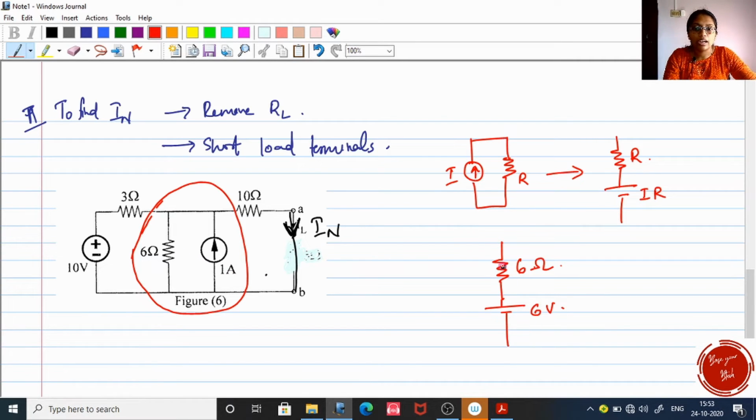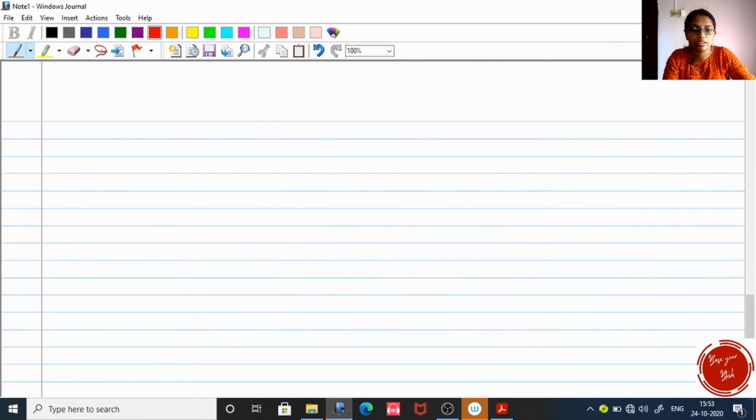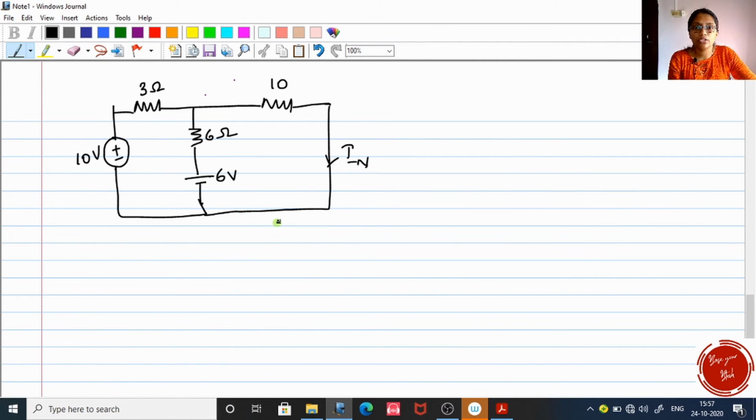Okay. Now I have to replace this combination over to here. So let me redraw the circuit. So this is the circuit and you need to get the value for IN here, the current that passes through this 10 ohm, isn't it? So I think we can make use of Kirchhoff's current law, KCL, and at which point? At this point, node A.